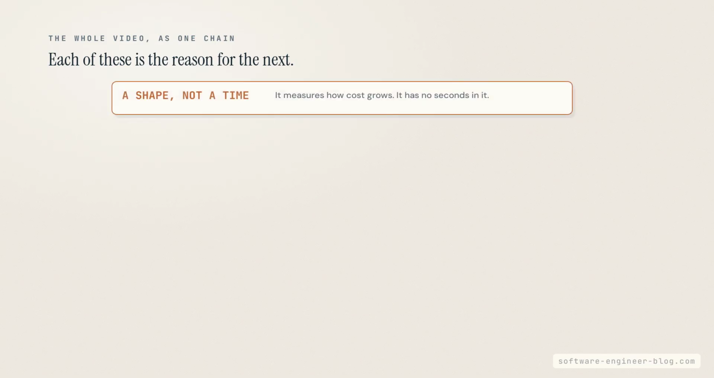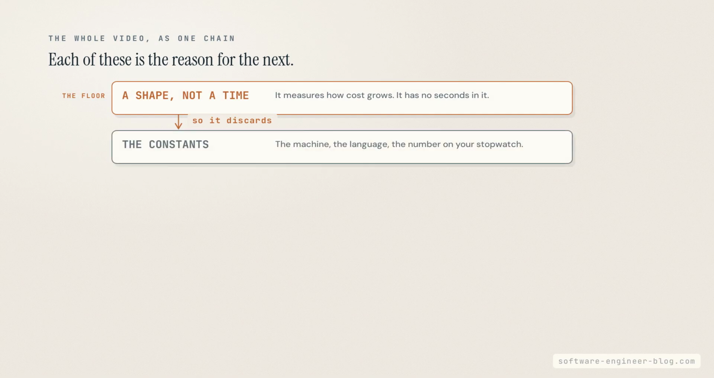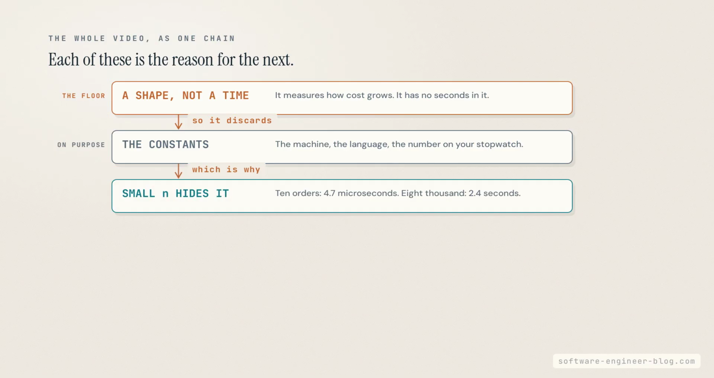Let me put the whole video back together as one chain. Big O is a shape, not a time. There are no seconds in it. To be a shape, it has to discard things on purpose. The machine, the language, and the number on your stopwatch, which is why small n tells you nothing you can act on. 10 orders was 4 microseconds. 8,000 was 2.4 seconds. Same code.